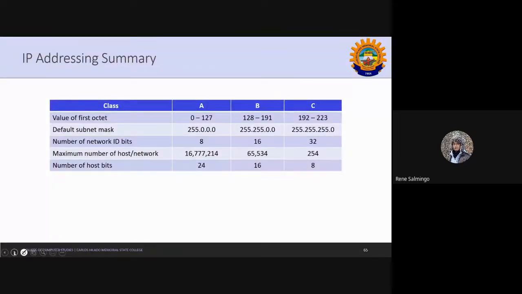So in summary, this would be the end of our lecture on IP addressing. These are the summary points you take away from this lecture. What have you noticed? The greater the number of network bits, the lesser the number of hosts per network. As you see, the number of host bits also goes lower.